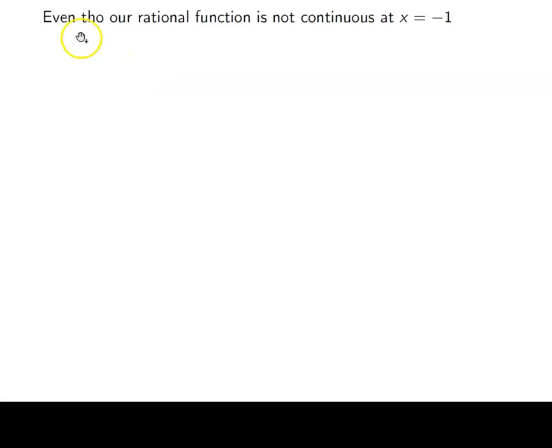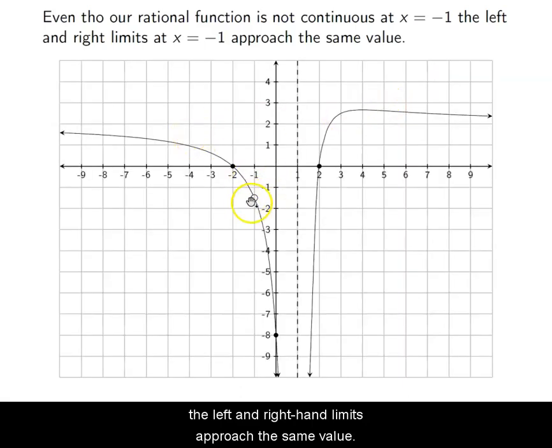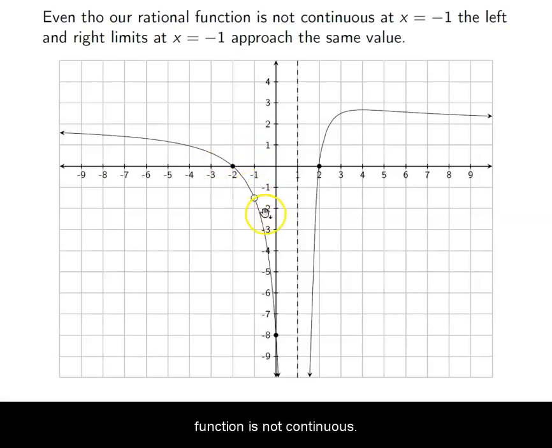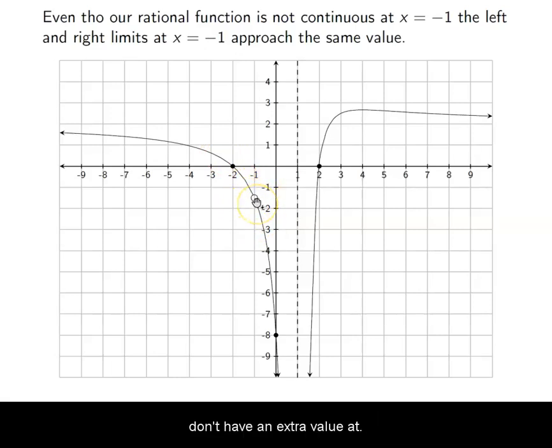So our function is not continuous at this point, but the left and right hand limits approach the same value. So the limit does exist even though the function is not continuous there. So I cannot evaluate the limit by just plugging in -1, but I can by simplifying first and canceling out the hole, right? Because the limit does exist even though it's not continuous at that point. The left and right hand limits agree. I just don't have an actual value at that point.